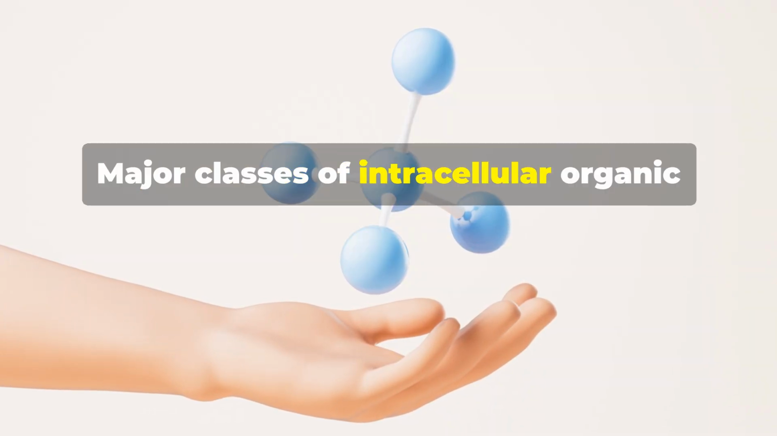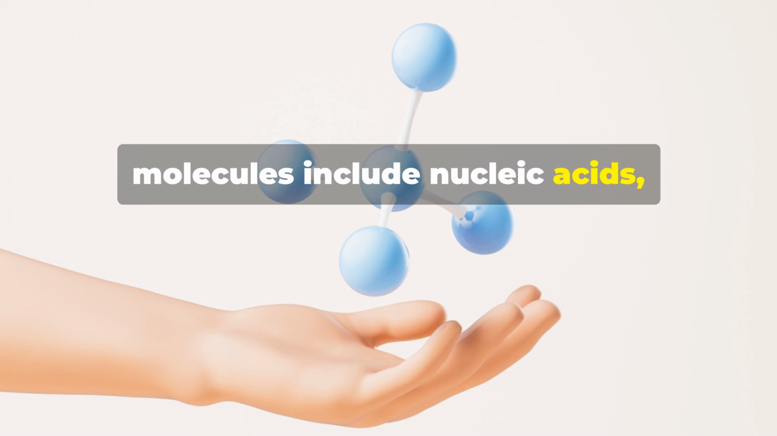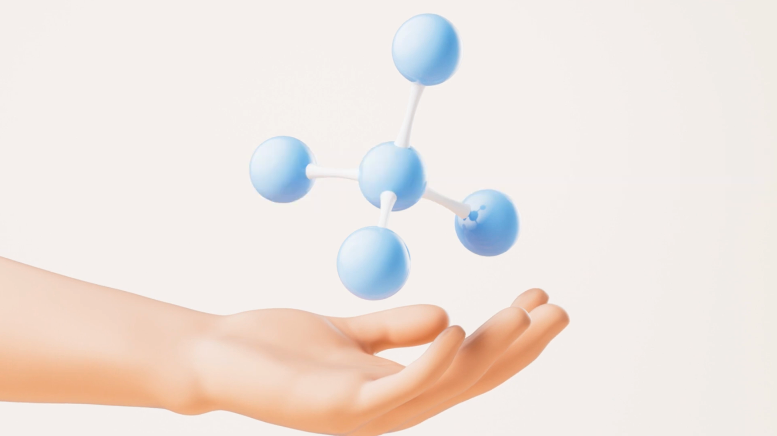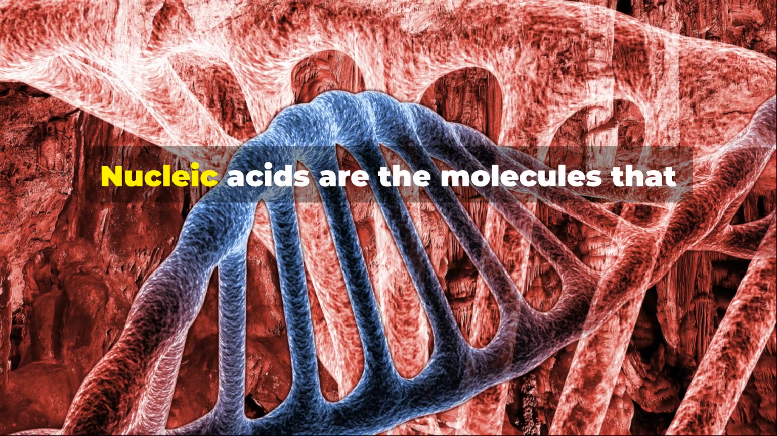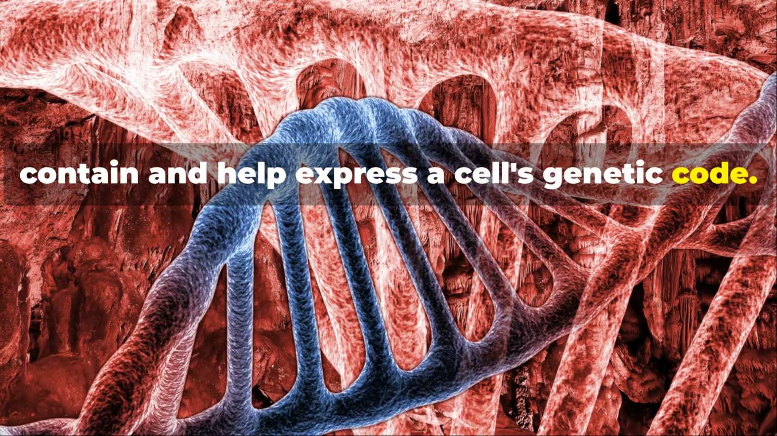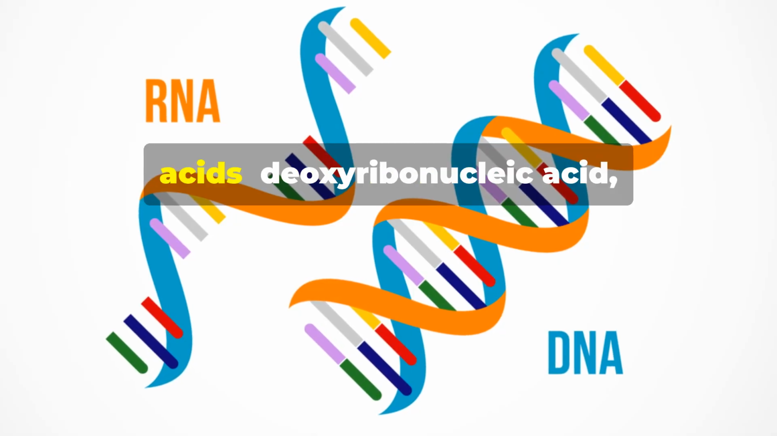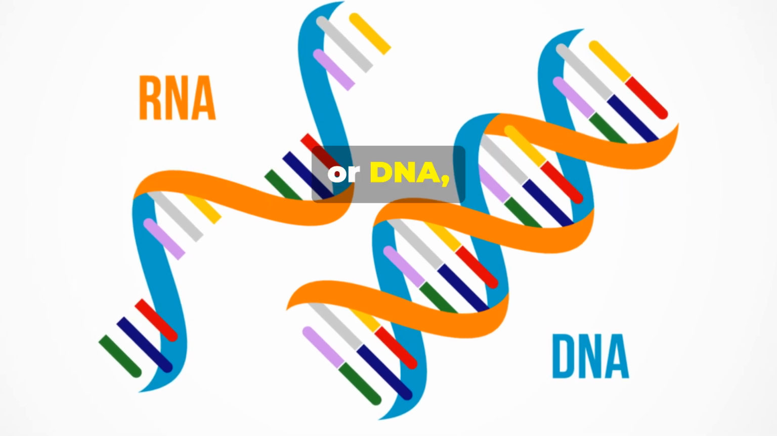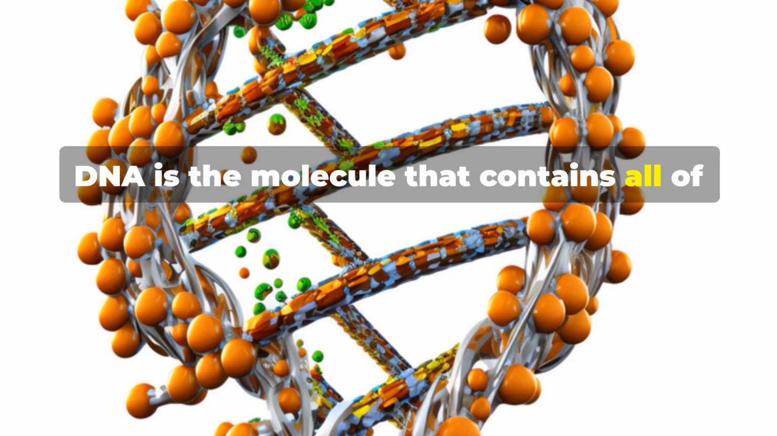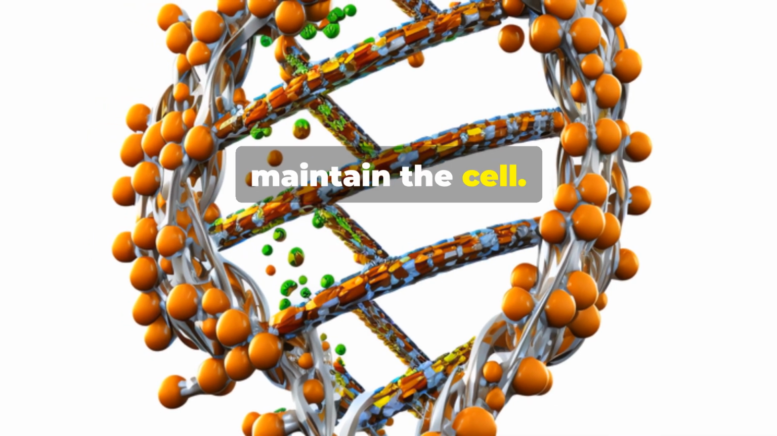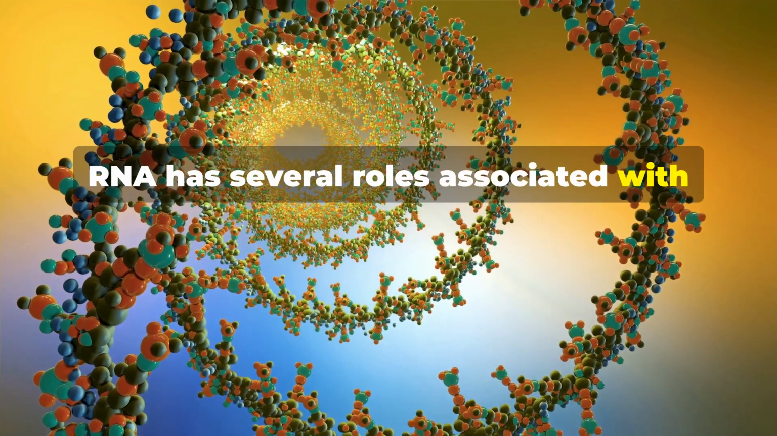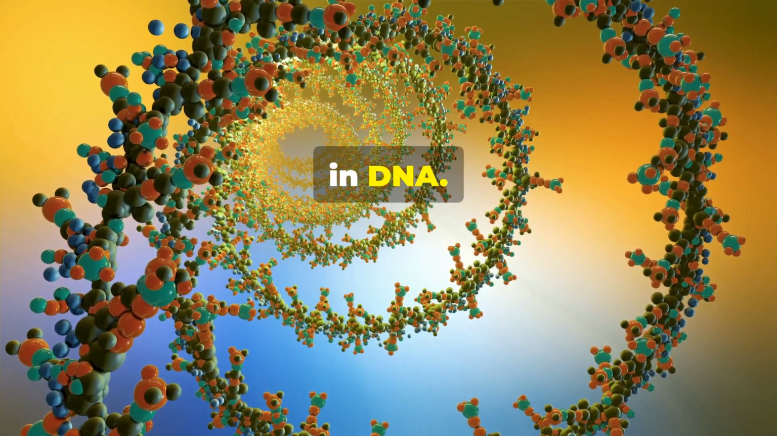Major classes of intracellular organic molecules include nucleic acids, proteins, carbohydrates, and lipids, all of which are essential to the cell's functions. Nucleic acids are the molecules that contain and help express a cell's genetic code. There are two major classes of nucleic acids, deoxyribonucleic acid or DNA and ribonucleic acid or RNA. DNA is the molecule that contains all of the information required to build and maintain the cell. RNA has several roles associated with the expression of the information stored in DNA.